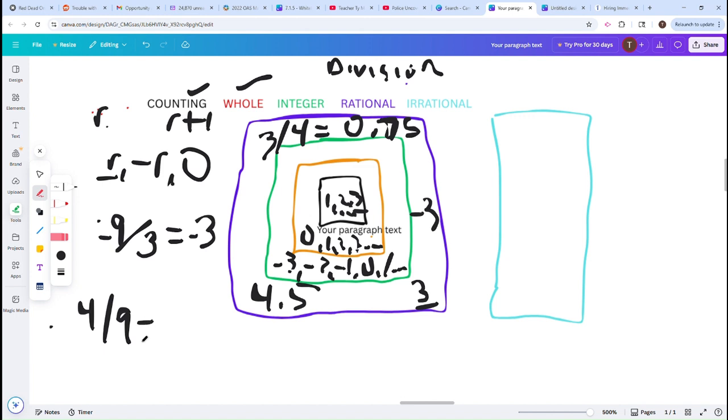That answer is 0.444. I think you get the drift. Now, to make that easier, what we do here is say 0.4 with the little hat over it. That line over it means that number repeats forever.